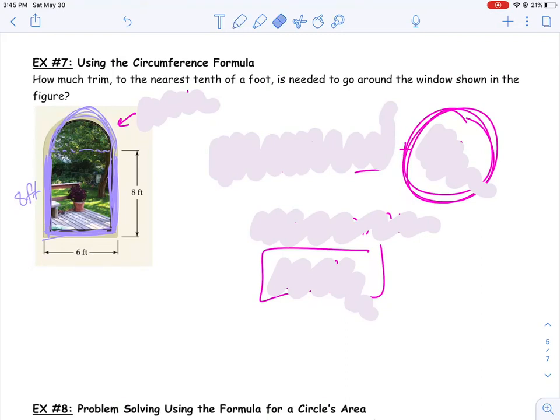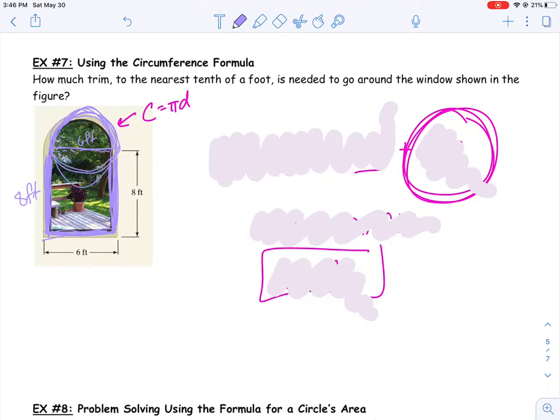So I'm going to start with circumference. Circumference is pi times diameter, but we have to figure out what the diameter of this circle is. If I imagine this being a whole circle here, and don't laugh at my drawing, with the diameter being the same as the bottom of my window, it looks like the diameter here is 6 feet.